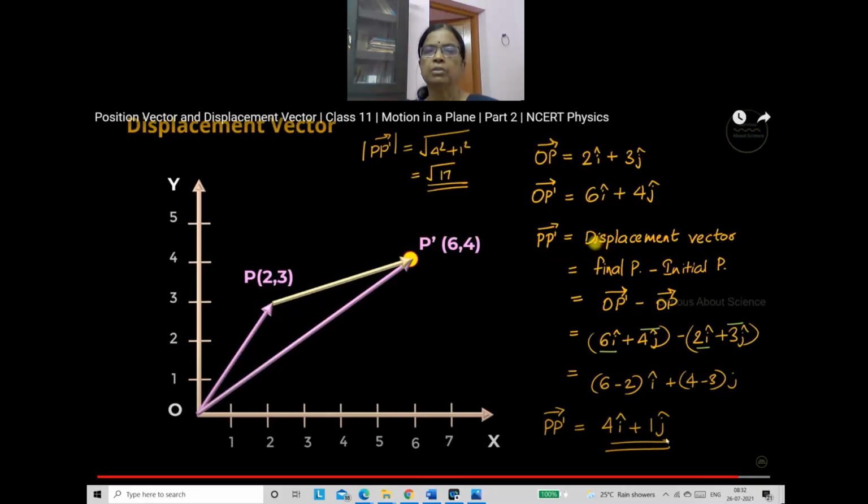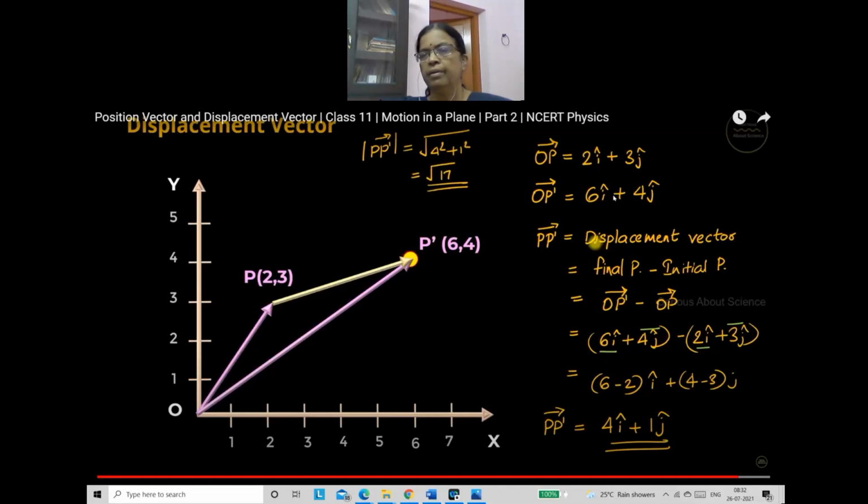Whenever you get a vector like this, how to find the magnitude? Root of x component square plus y component square. See, 4 square plus 1 square. This is the way to find the magnitude of the displacement vector. Any vector, you can find the magnitude like this, root of 4 square plus 1 square. Now, how will you find the magnitude of this vector?